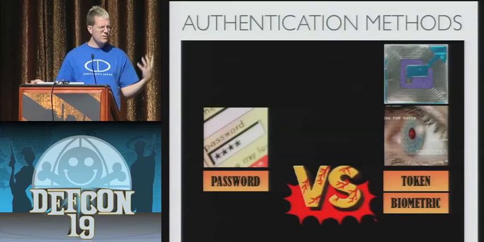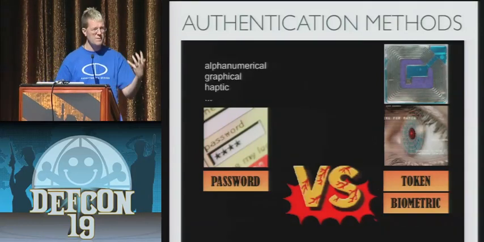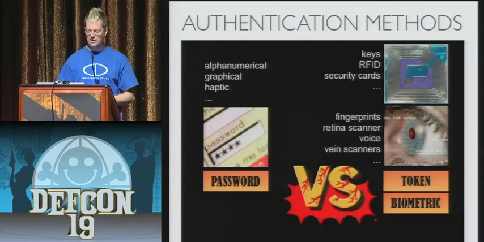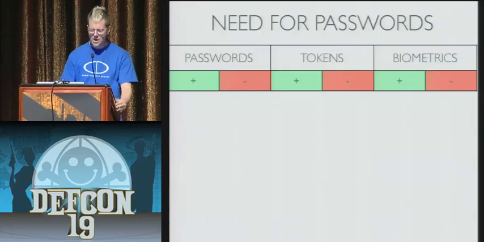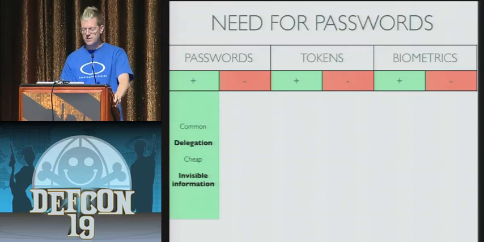So here are some basic authentication methods, and this is what passwords are competing against, right? So password is something that you remember versus something that you have. So a key or a RFID card or a security card, or something that you have because it's part of you, a biometric statistic of some sort. And why should you use one over the other? Everyone has advantages and disadvantages.